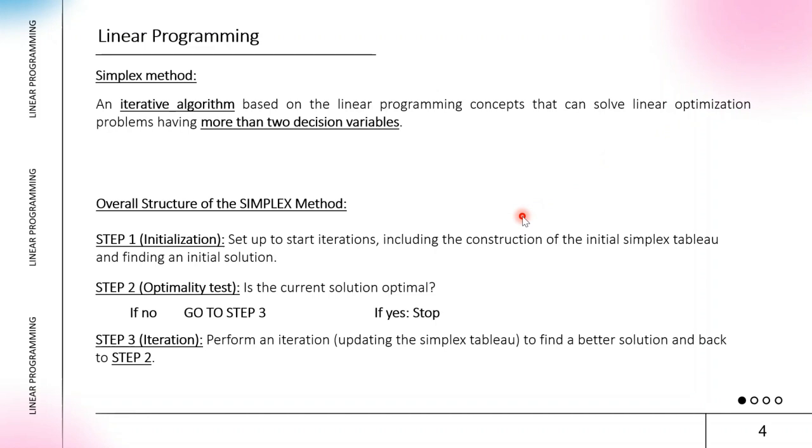Step 3. Iteration. We perform a pivot operation on the table to move to a new basic feasible solution that improves the objective function. We return to step 2 and repeat the process. It is necessary to mention that each iteration follows a systematic set of rules. The process eventually reaches an optimal solution or determines whether the problem is unbounded or infeasible.